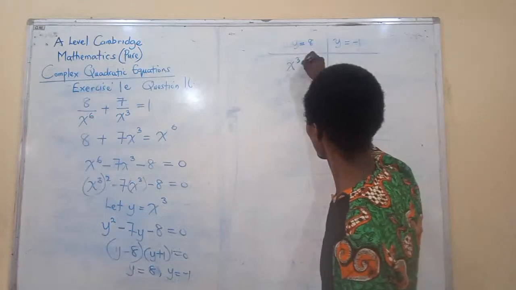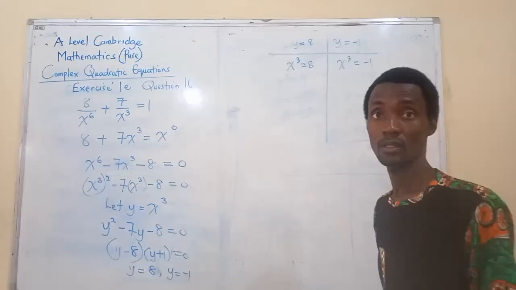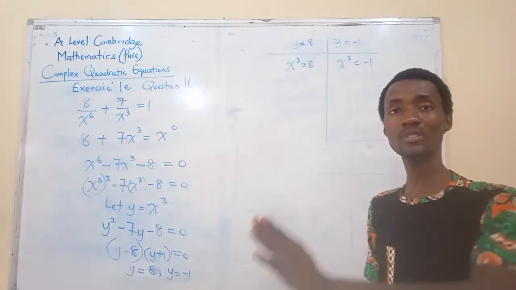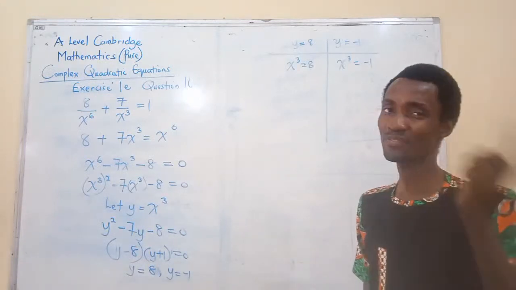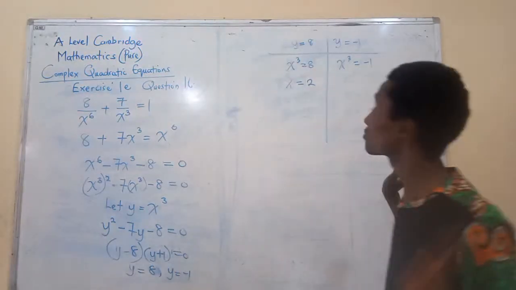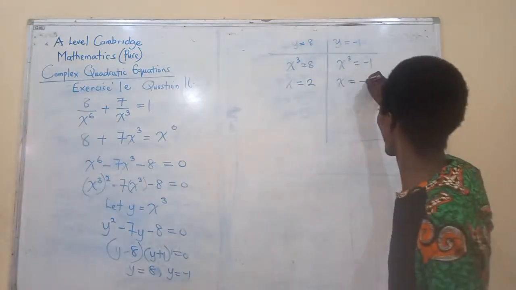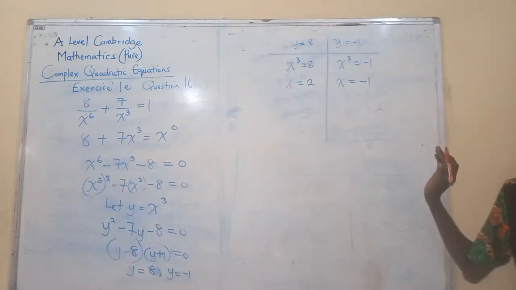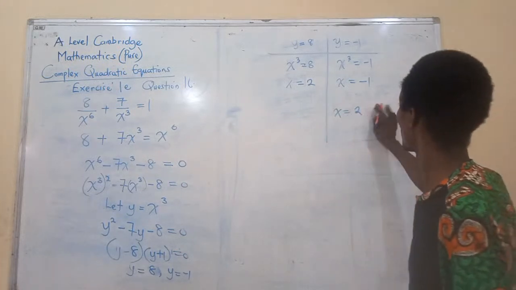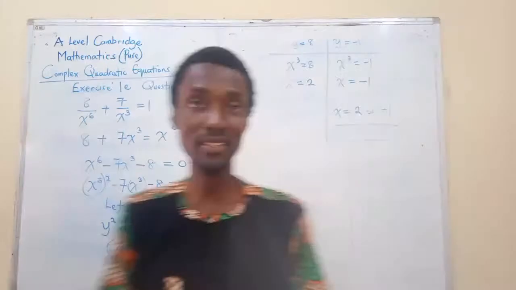x to the power of 3 will be equal to 8, and x to the power of 3 will be equal to minus 1. When you're dealing with cubes, you're either going to have positive or negative, you can't have both. So x will be equal to 2, that's the only possible outcome for that. And here x will be equal to minus 1. So at the end of the day, x will be equal to 2 or minus 1. And that should take care of that problem.